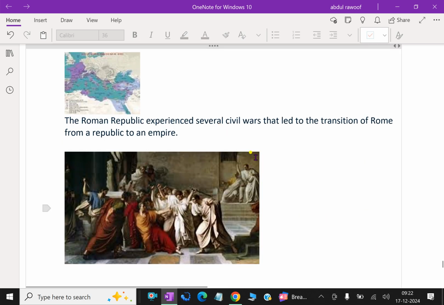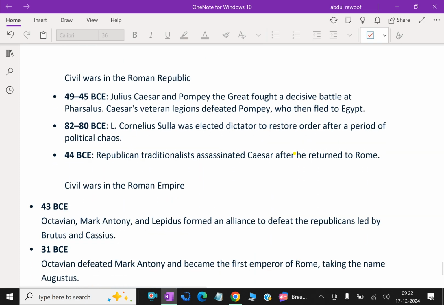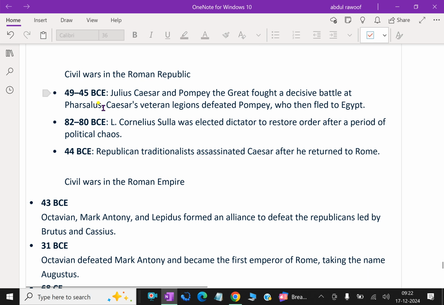The Roman Republic experienced several civil wars that led to the transition of Rome from a republic to an empire. In 49 to 45 BCE, Julius Caesar and Pompey the Great fought a decisive battle at Pharsalus. Caesar's veteran legions defeated Pompey, who then fled to Egypt.